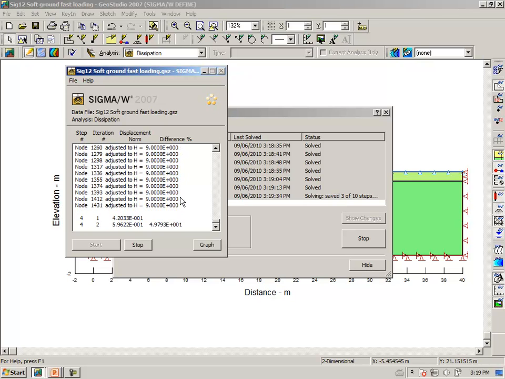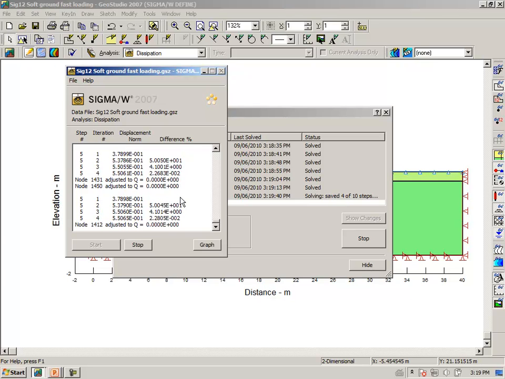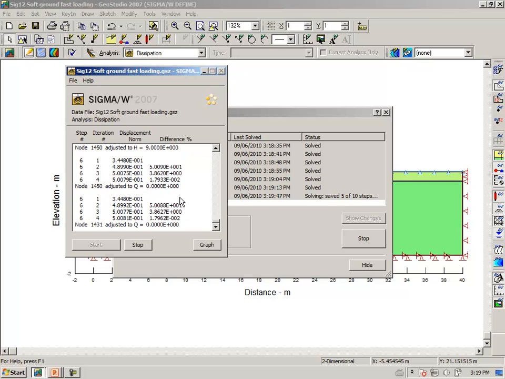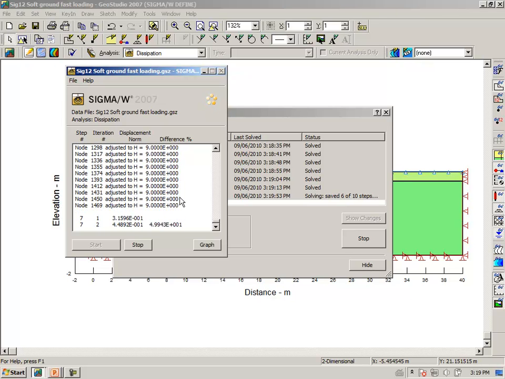So this takes a few minutes to do. We are now in the fourth time step, applying the fourth lift, now the fifth lift. And finally, step number 6, we are now in the dissipation phase, dissipating the excess pore pressures.